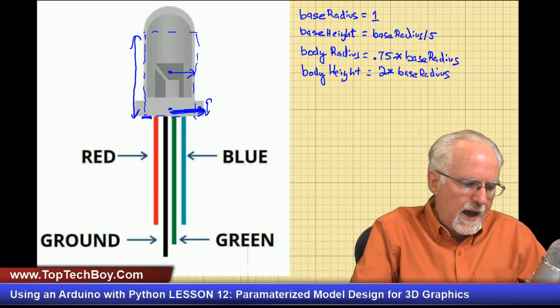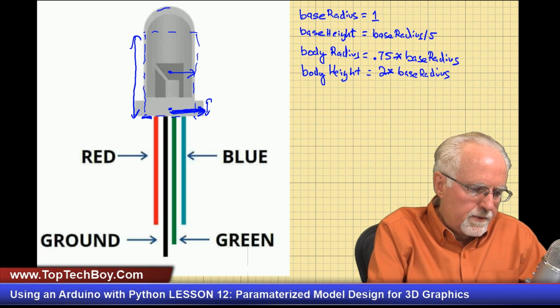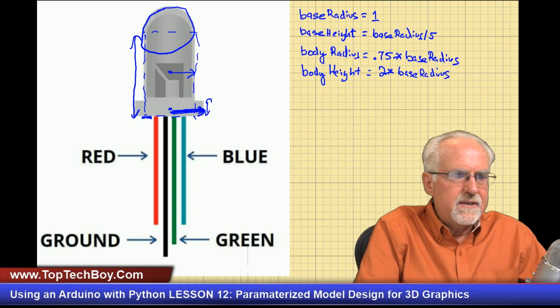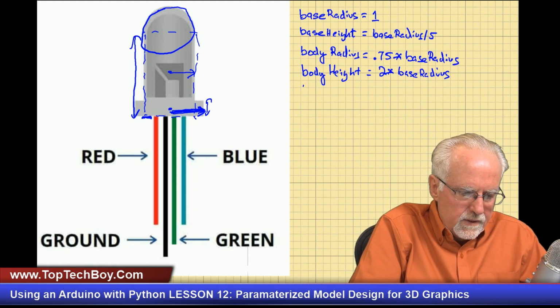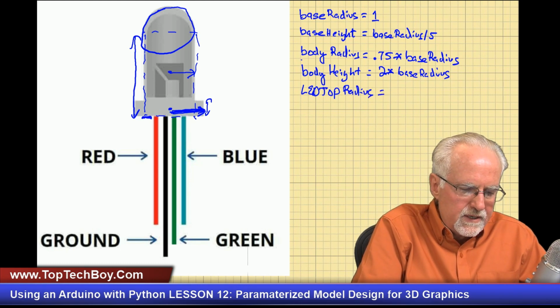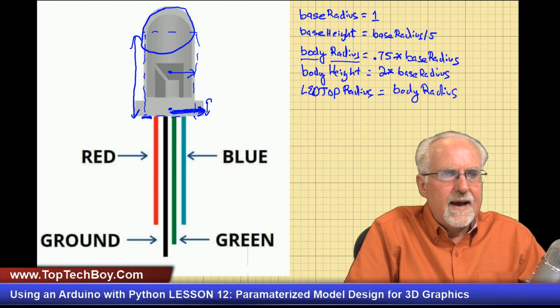Now I have this top. This top is going to be a sphere like this, and what I would call that is LED top. So I'm going to have LED top radius. Well, what you can see is that it's just going to be the same as the body radius. I hope you can see that. Does that make sense? It's going to be the same as the body radius.